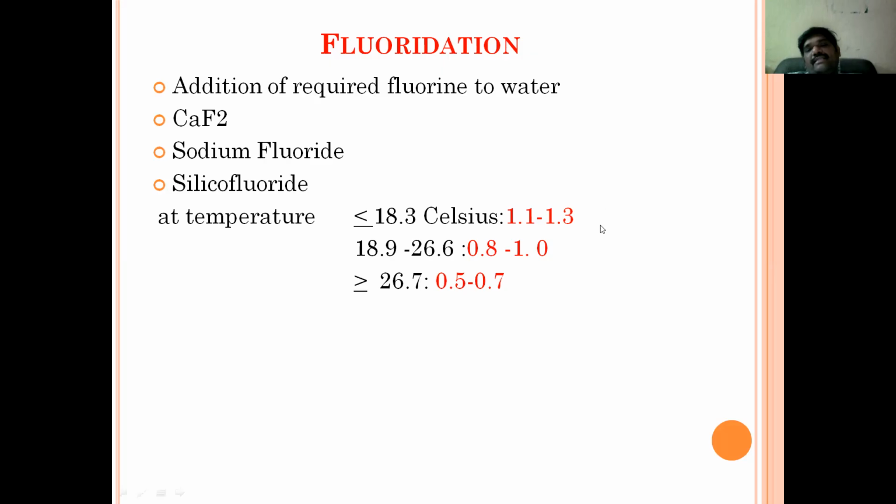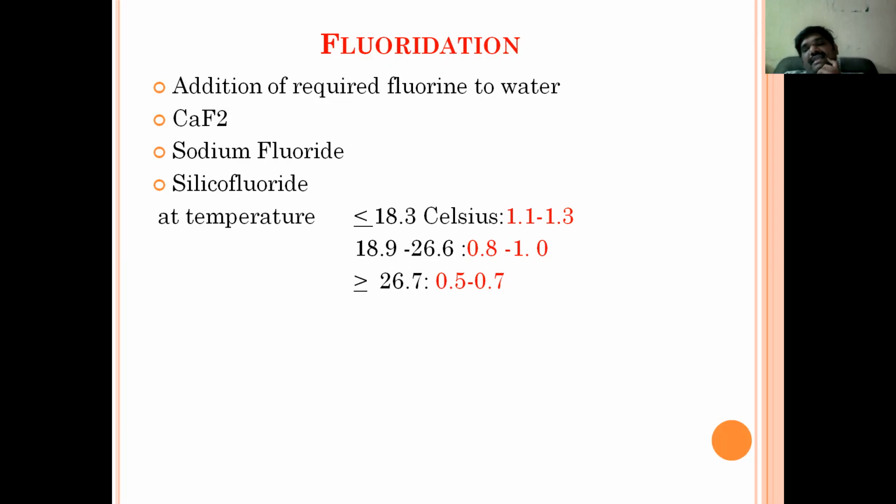1.1 to 1.3 ppm when the temperature is less than 18.3 degrees Celsius. When the temperature is above 18.3 degrees Celsius to 26.6, we can add 0.8 to 1.0 ppm. Whereas if the temperature is above 26.7 degrees Celsius, the concentration is 0.5 to 0.7 ppm. See here, and what we can add, CaF2 and sodium fluoride.